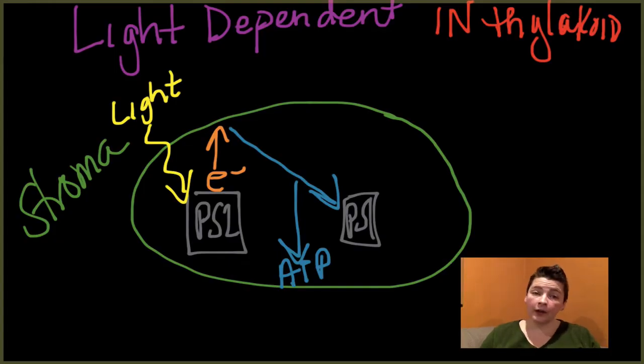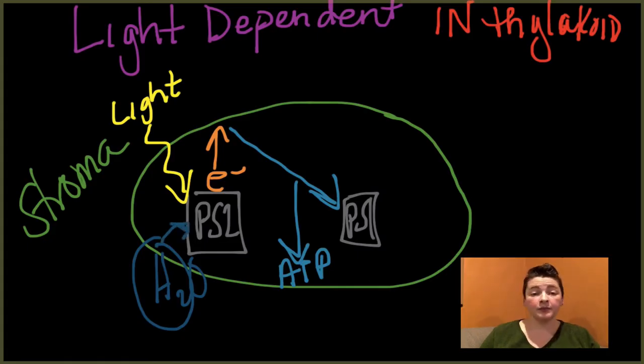In order to do that, what we do is we take water and we split it. The H's of the water are utilized as the replacement electrons, and they also help with that hydrogen-proton gradient. The oxygen is going to leave as oxygen gas.